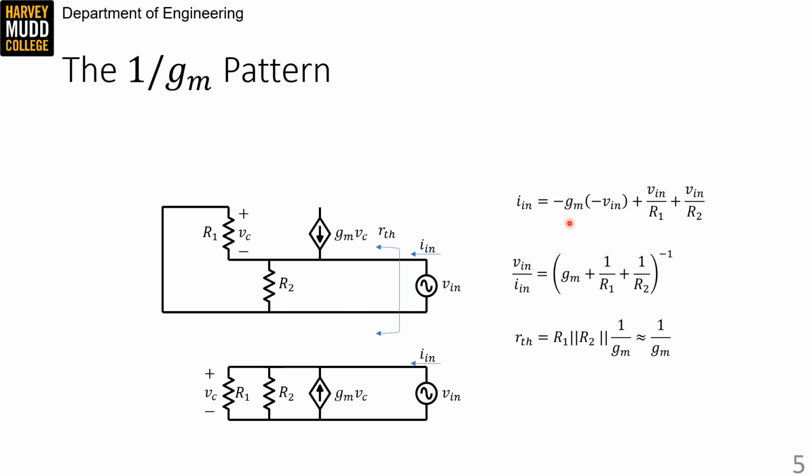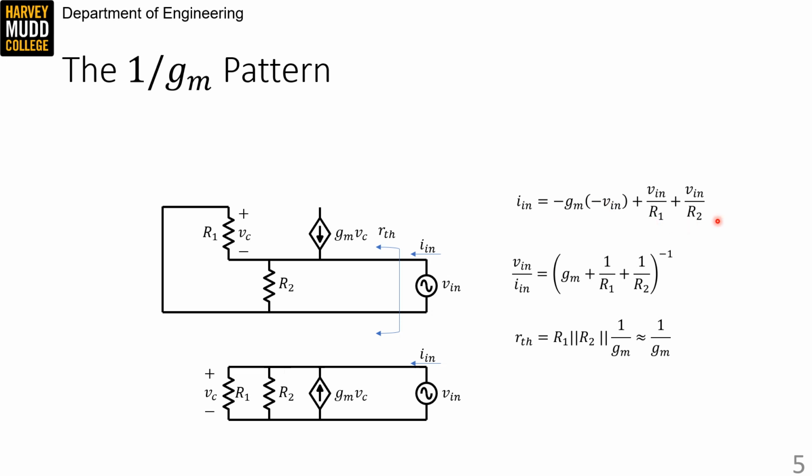Now, the GM generator is actually injecting current into this node, which is why we have a negative sign on our KCL. But Vn also causes Vc to become more negative as it increases. So we have a minus Vn term here, and those negative signs cancel. These other currents are just Vn over resistances.